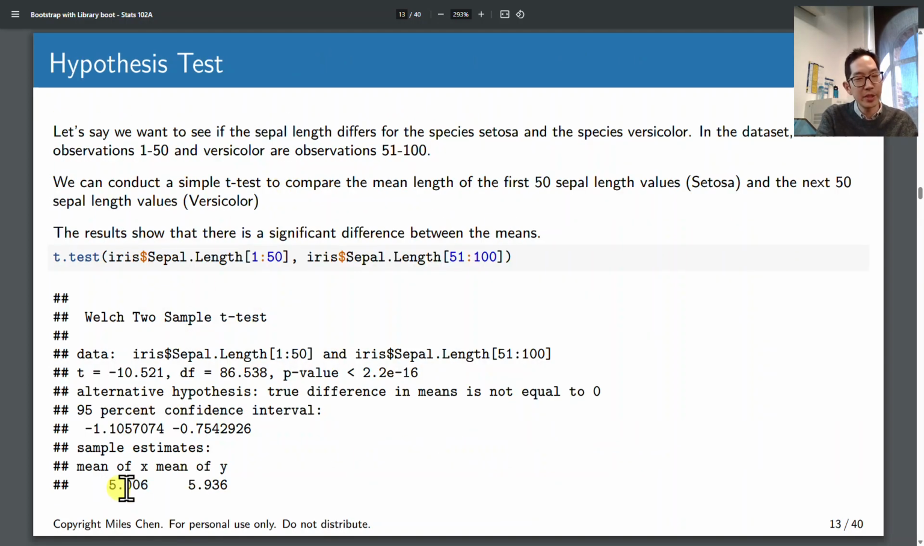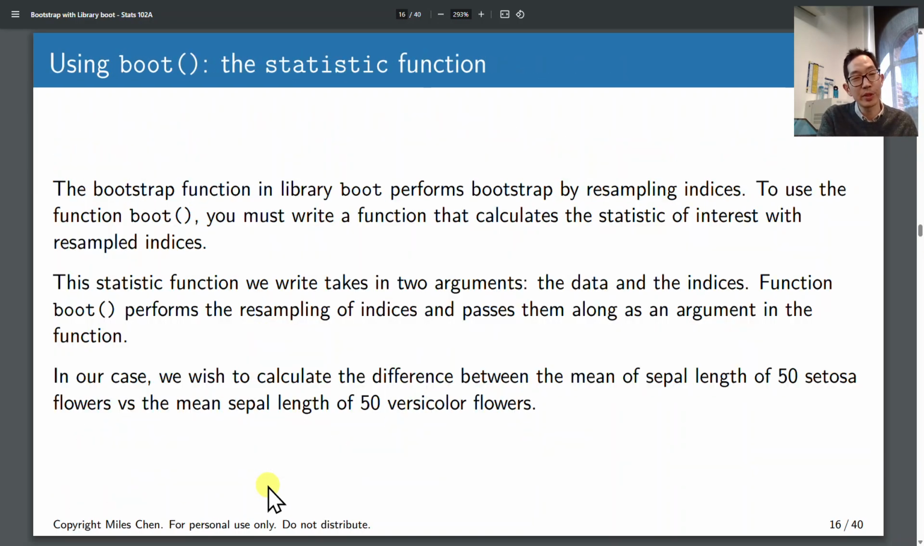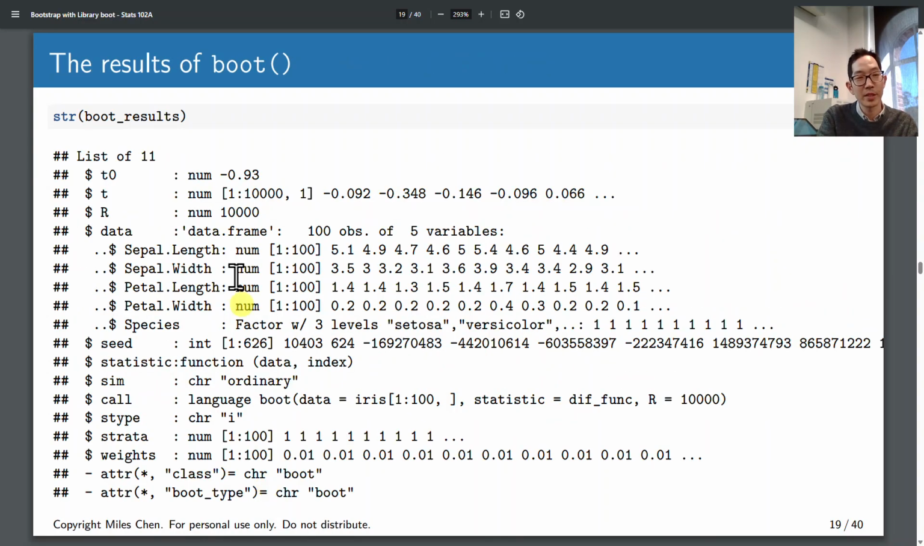If I calculate the mean of setosa, I get 5.006, and the mean of versicolor, which is the next 50 values, I get 5.936. I get a difference of negative 0.93 between these two means, and that's what we get here for my T0. T is a vector or matrix of all the different statistic values I get for my resampled data sets. So here I said, give me 10,000 replicates. So T is going to have 10,000 values.